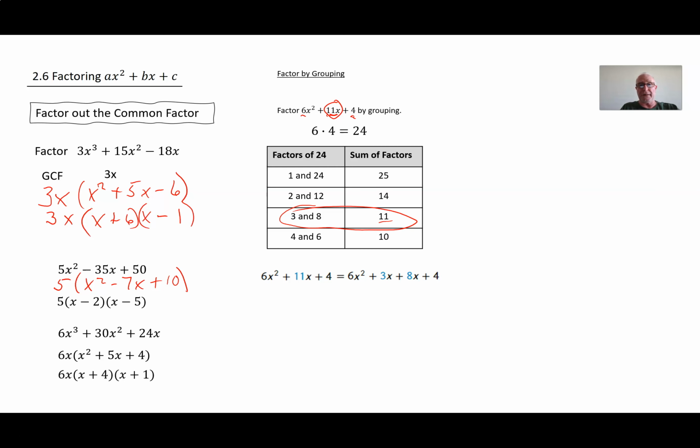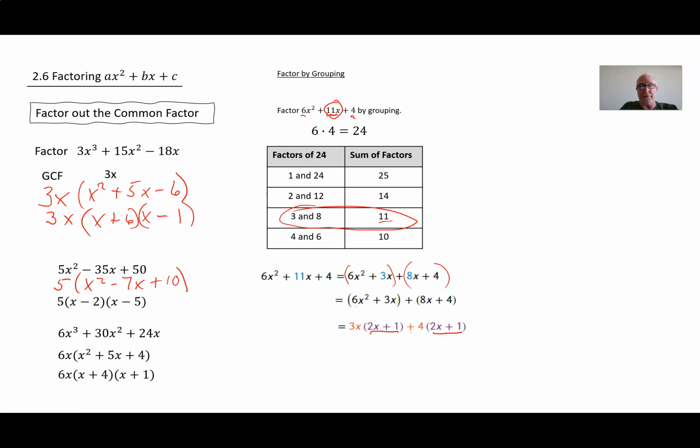So now we're going to group together two terms at a time. We're going to group together the first two terms and the second two terms. So we have 6x squared plus 3x, and 8x plus 4. And now we're going to find a common factor for each of those. For the first ones, the common factor would be 3x. For the second ones, the common factor would be 4. Pulling the 3x out of the first terms, we have 2x plus 1. Pulling the 4 out of the second terms, we have 2x plus 1. So now in these terms connected with a plus, we have a common factor in each term, 2x plus 1.